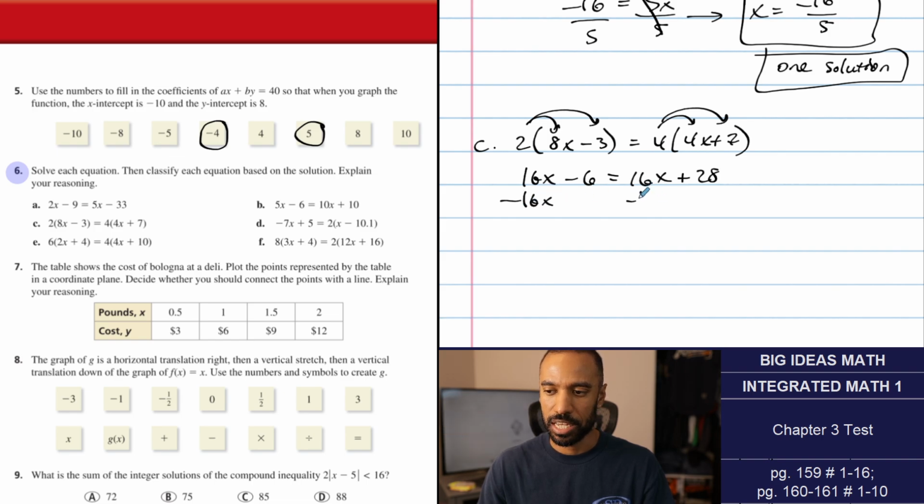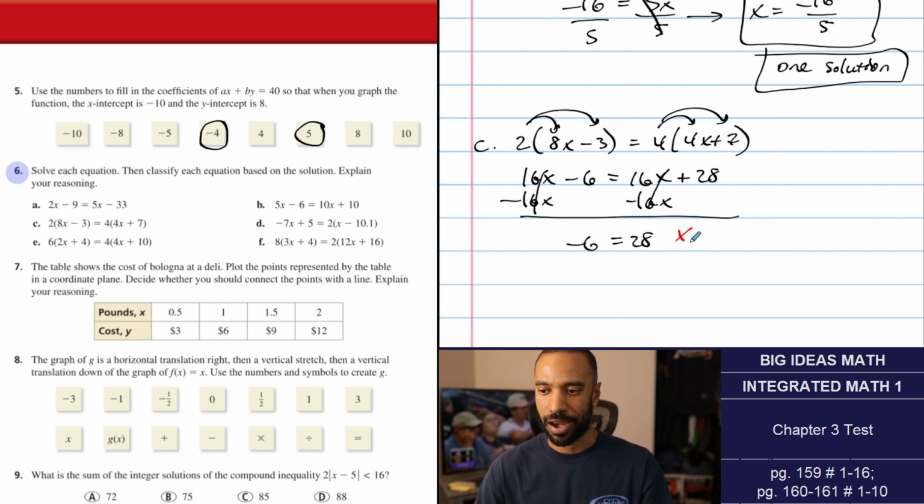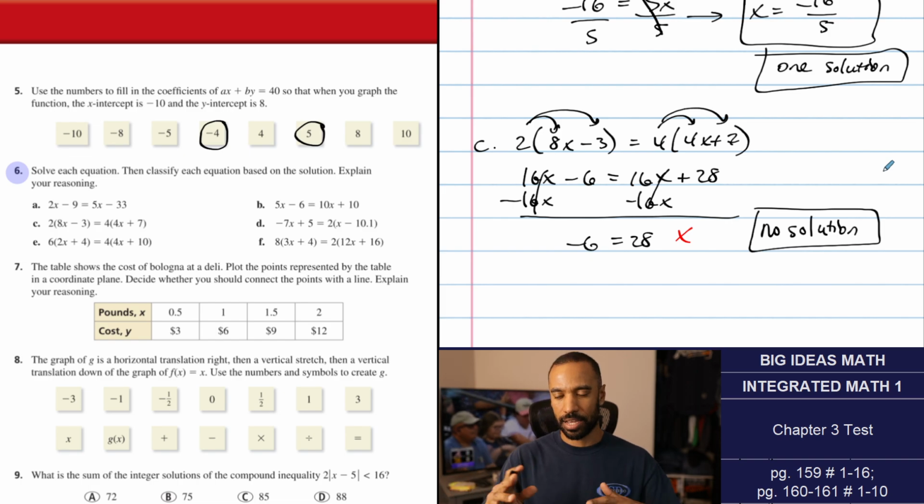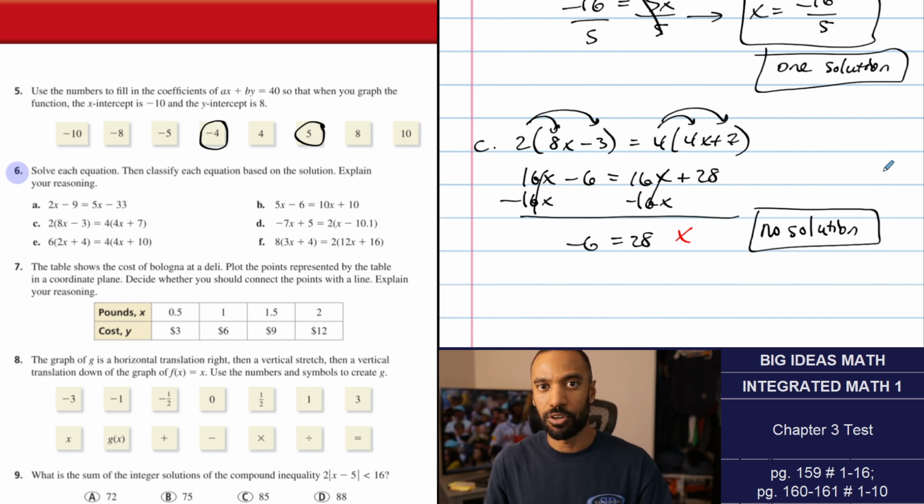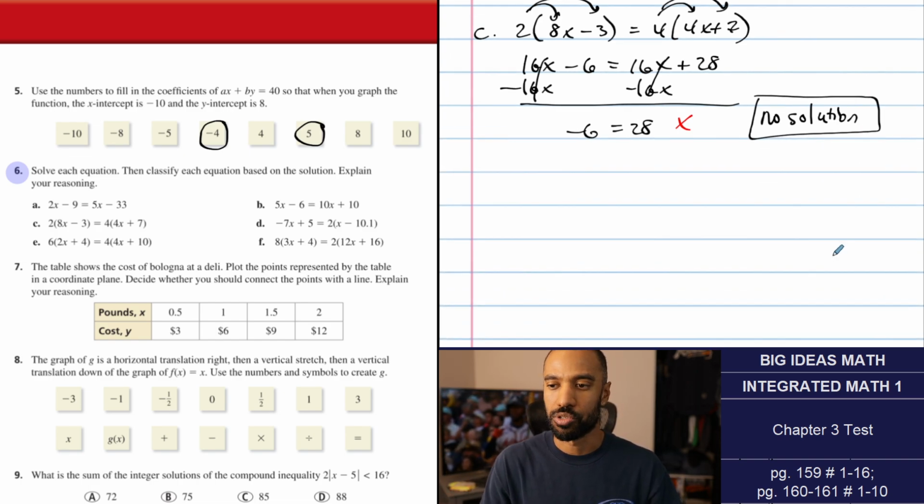If I subtract 16x from both sides, they go away. And we get now an equation set that says negative 6 equals 28. Nothing's wrong. It's just there's no x that'll be right. There's no solution to this thing. My explanation is no matter what x I substitute into here, the left side will never equal the right side. That's our no solution cases. They become inconsistent with our set.